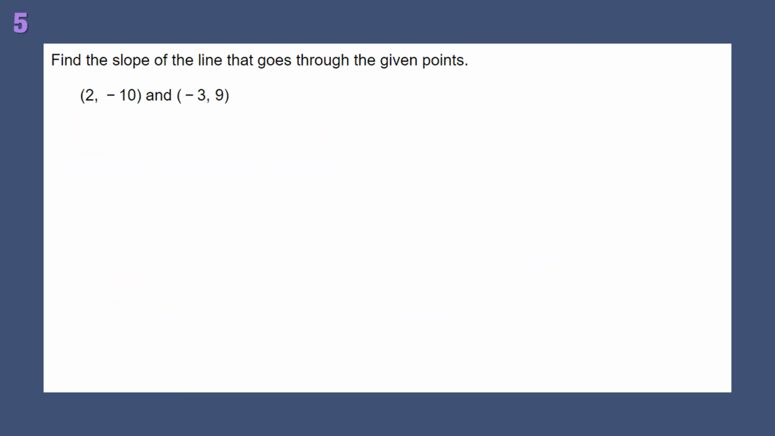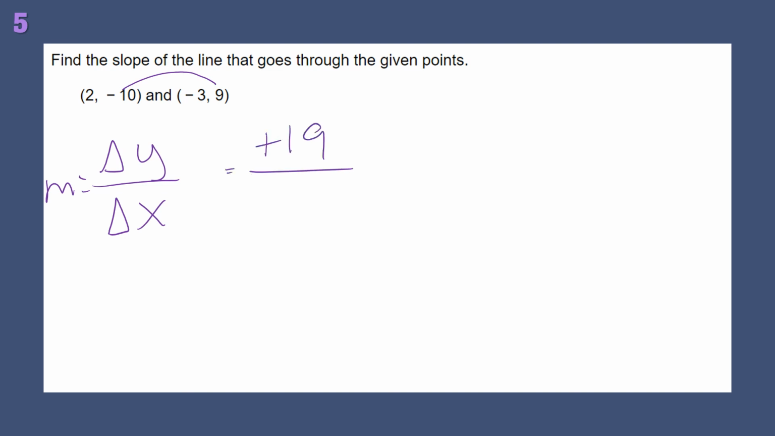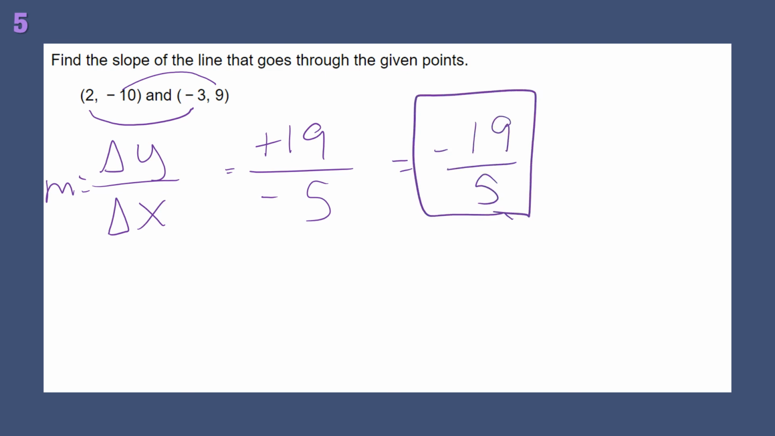Find the slope. Now the slope is the change of y over change of x. In other words, we're going to say delta y over delta x is our slope. And so we're just going to say how much did the y change? From negative 10 to 9, it went up 19, okay? So the change was up 19. And from 2 to negative 3, how much did the x change? It went down 5. I'm just going to put negative 19 over 5 because it doesn't simplify much. And that's my slope.